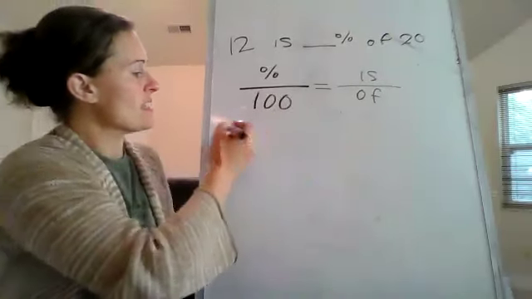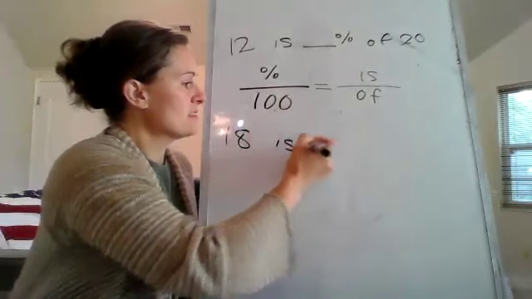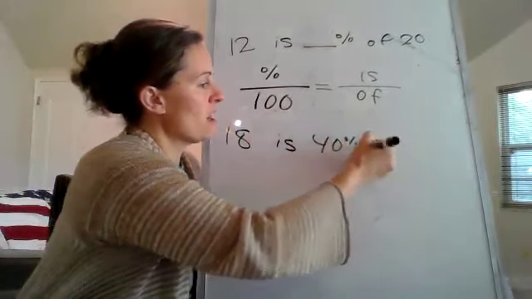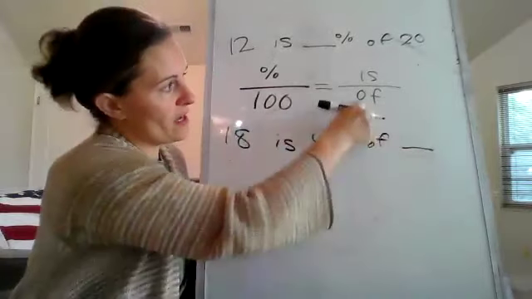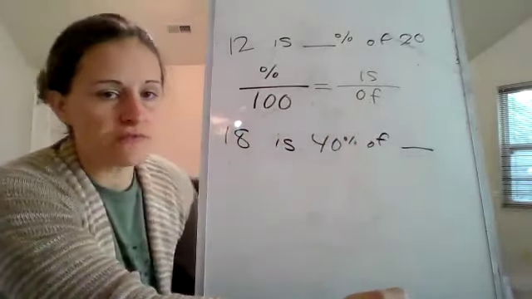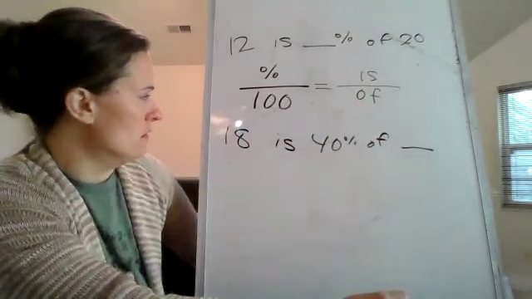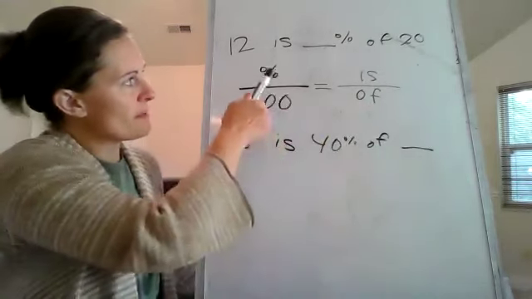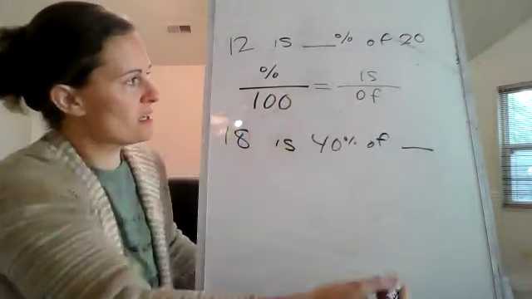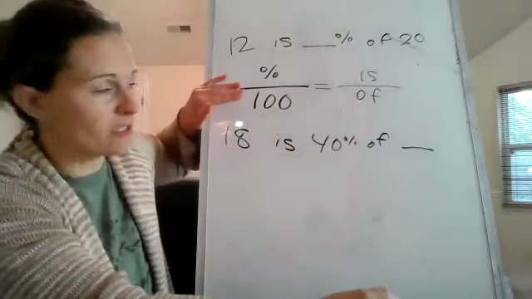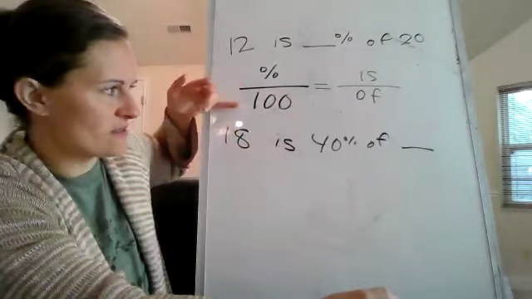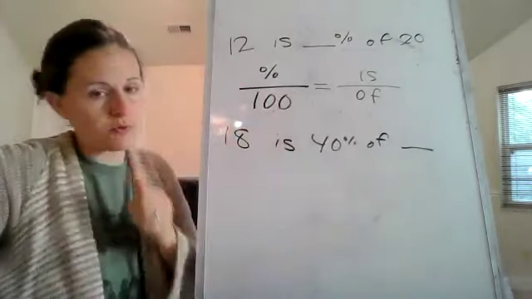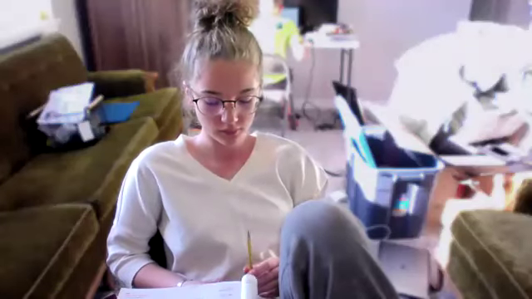You could also say, 18 is 40% of what? And then you don't know what the of is. So there are lots of ways to phrase these questions where it's asking for one thing or another. It might be asking for this or this or this. But this box is always 100, so it's never going to ask you for that, because we always know that's 100. That's what percent means. It's something out of 100.